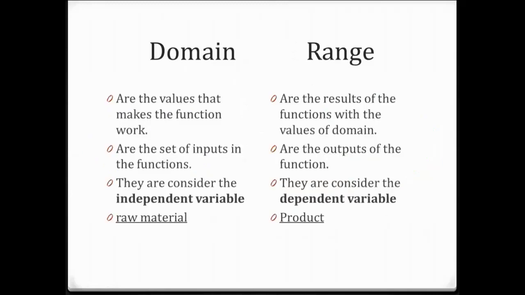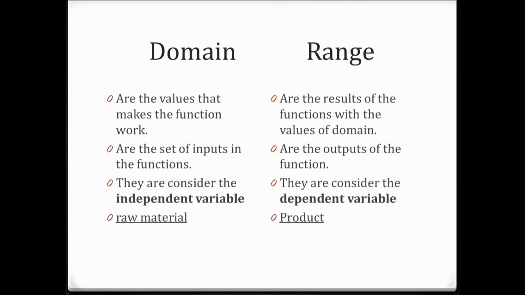From the point of view of domain and range, there are no real differences, because they are too related. They cannot be separated from one another. The domain are the values that make the function work. The x values are the set of inputs in the function, and they are considered the independent variable. In a function machine, which I'm going to explain very quickly, they are considered the raw material.